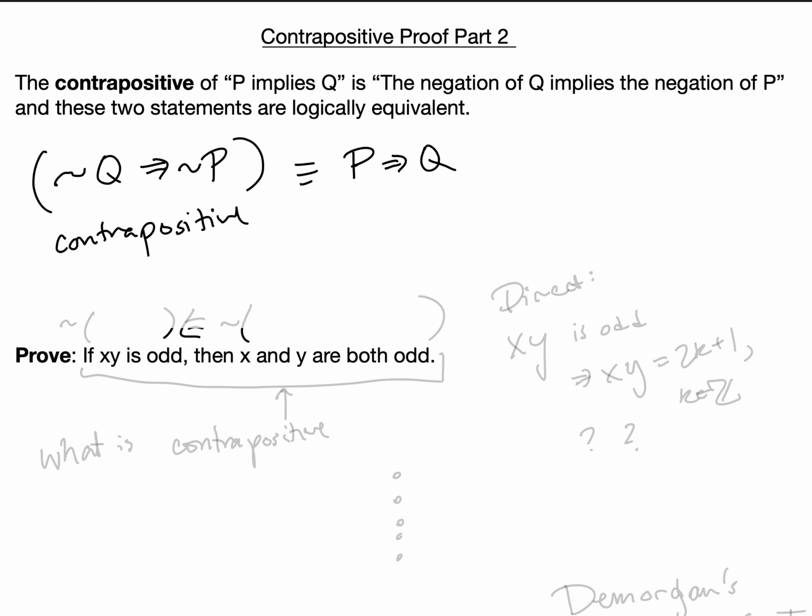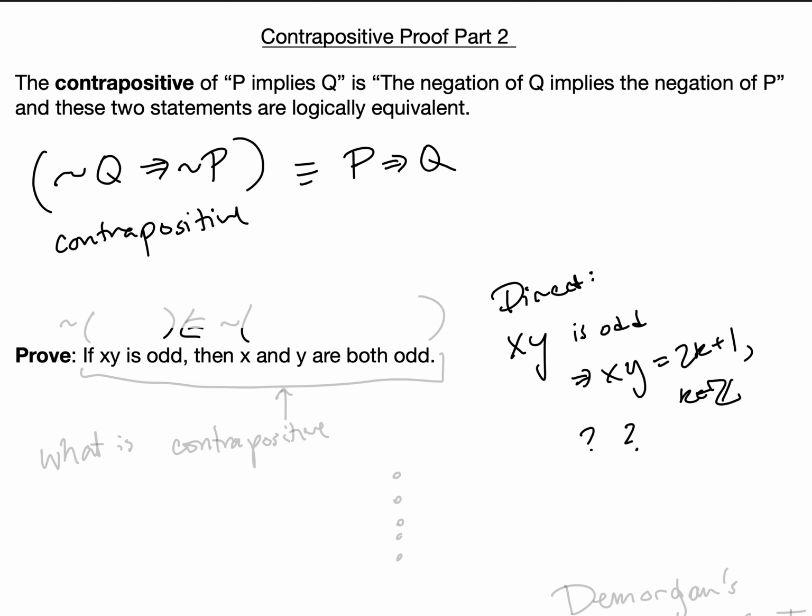Let's prove that if xy is odd, then x and y are both odd. Note that contrapositive proof is a good technique to use in such a problem because, if we tried to do this directly, we would start with xy is odd, so xy is equal to 2k plus 1 for some integer k. And so what then could we say about x and y? If we divide both sides of that equation by y, for example, we don't really know where we are, so this would be hard to prove directly, and we'll instead use the contrapositive proof technique.